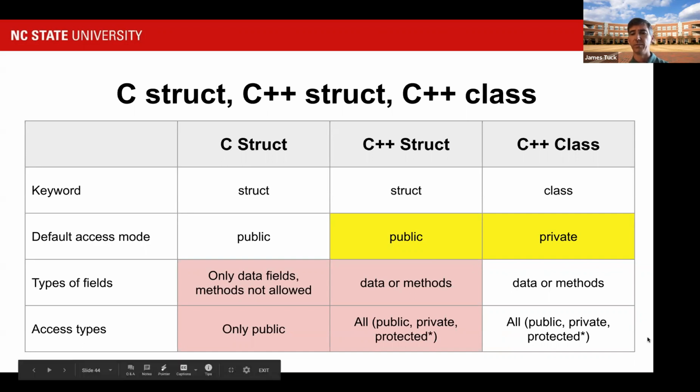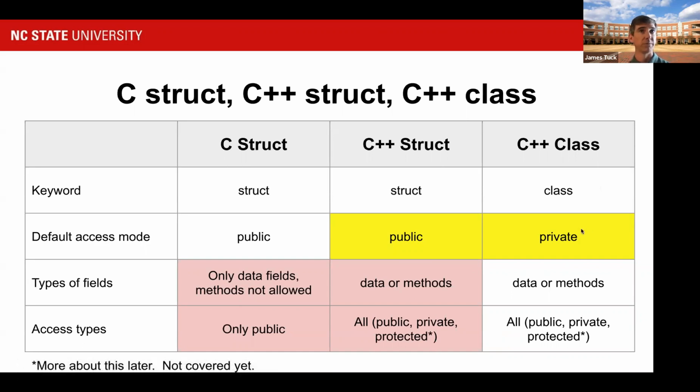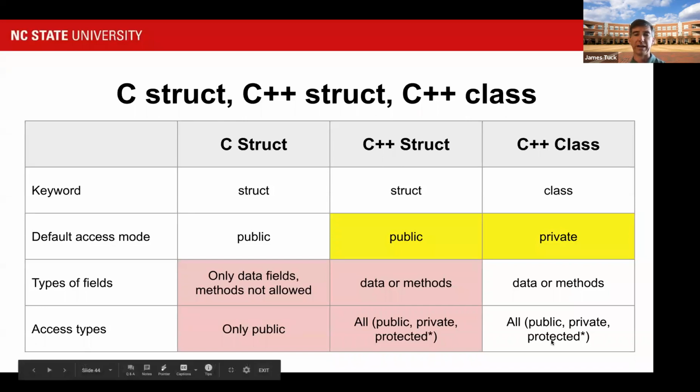Okay, now within a C++ class, you use the class keyword. The default access mode, if you don't specify, is private, not public like a struct. You can have data as members, and you have all the access types available.